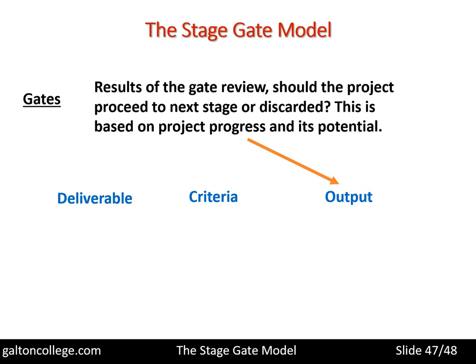And the output: should it move to the next stage or should it be discarded? That's the decision that must be made at each gate. It's better to kill off the project and save further development cost if clearly the project is not going to succeed. So once it's evident that the project is not going to succeed, it's stopped. But if there is sufficient confidence that it could go forward and become a viable commercial project, one generating profits, then the output would be to continue. That would be the output from the gate. The gate is stop or go.